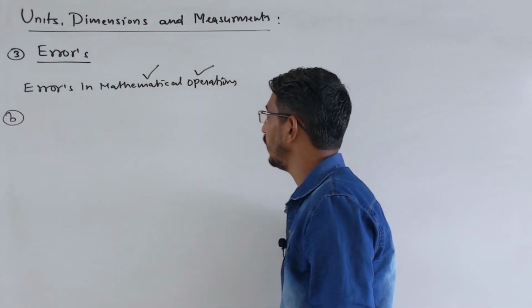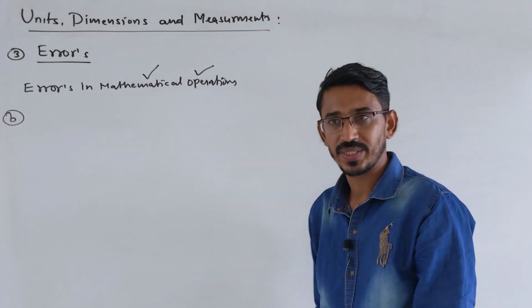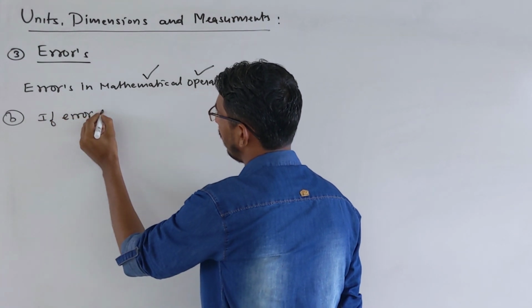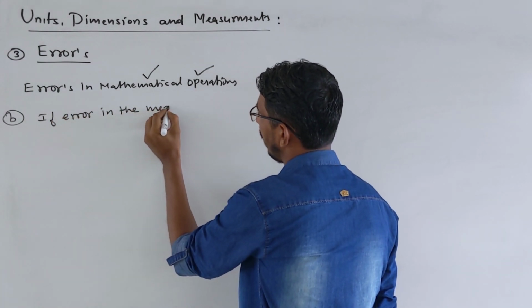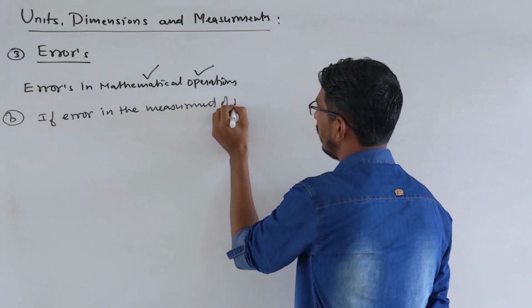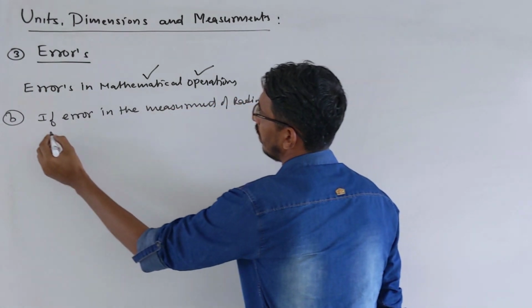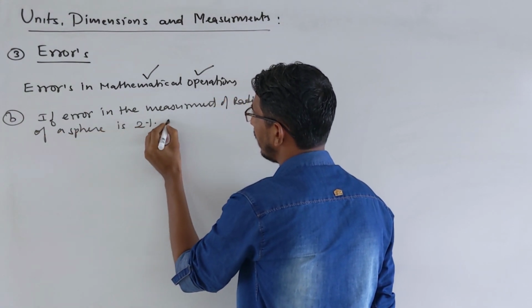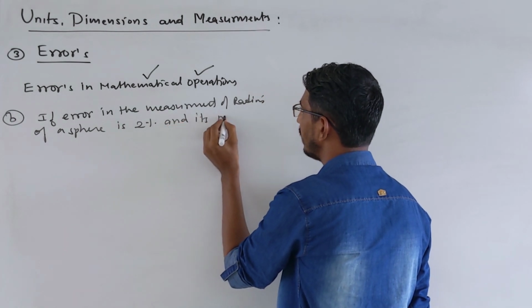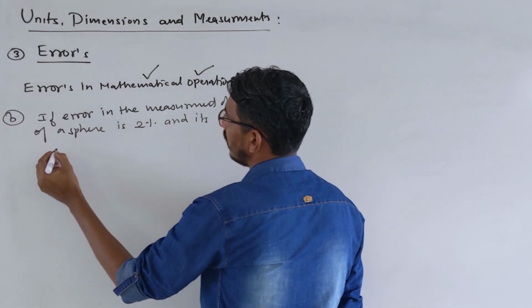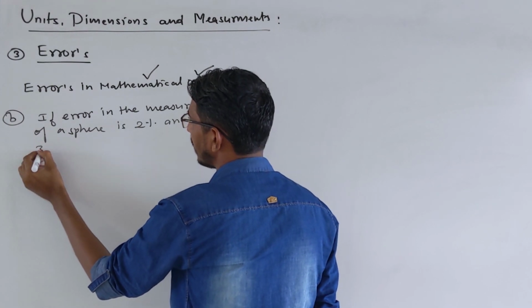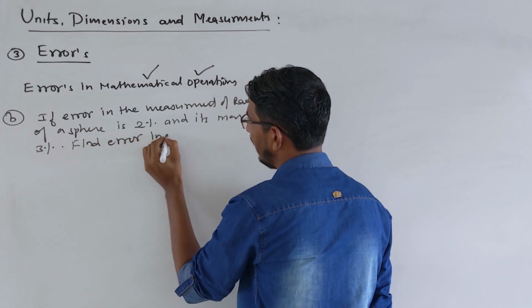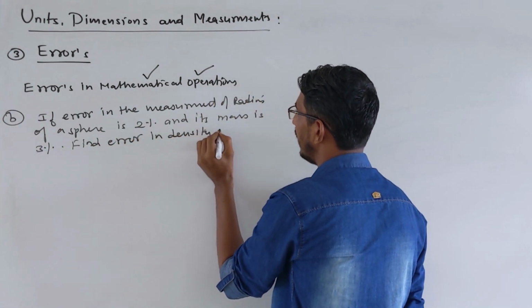Okay, second question let's do on error, when percentage errors are given to us. Let's write one more question. If error in the measurement of radius of a sphere is 2% and its mass is 1% or let's say 3%, find error in density measurement, in density.